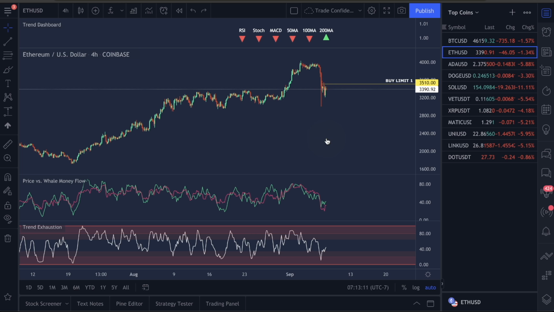So again, guys, sorry, I'm a broken record. Enter in 3 buy limits. Get the indicators on your chart.